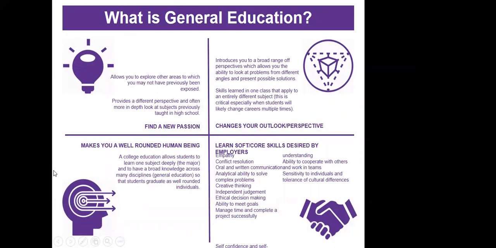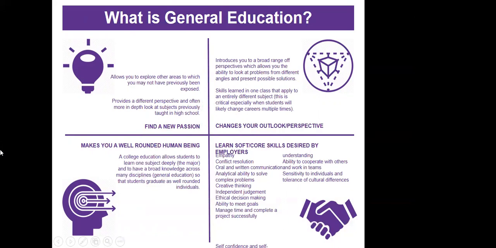Okay, so our general ed requirements are 40 hours of a variety of courses composed of English composition. You need to have at least 1 math course. You need to have at least 2 natural science courses. And then you get to choose from a variety of social sciences, humanities, and fine arts. And as she said earlier, this does make you a well-rounded individual.